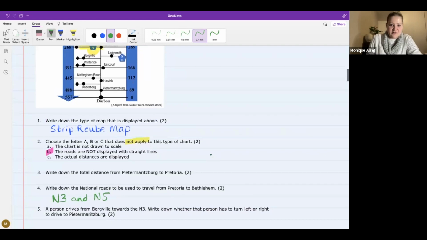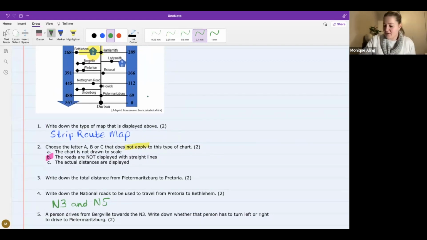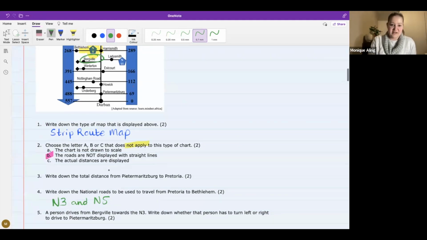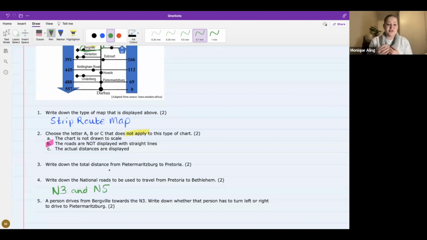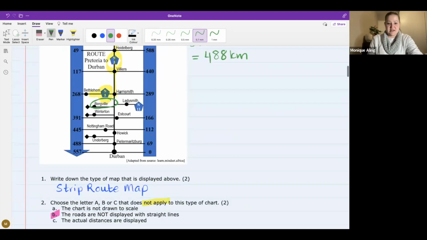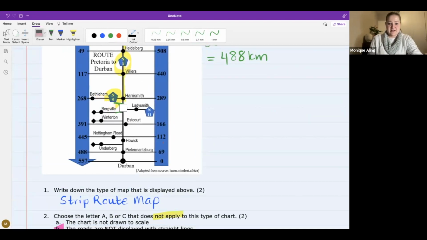Okay, so I'm going to just scroll up a little bit. Bergville is over here. Just to repeat the question, a person drives from Bergville towards the N3. Write down whether that person has to turn left or right to get to Pietermaritzburg. Okay, so we have Bergville. They are driving towards the N3. Here's the N3. They need to get to Pietermaritzburg. Are they turning left or right?